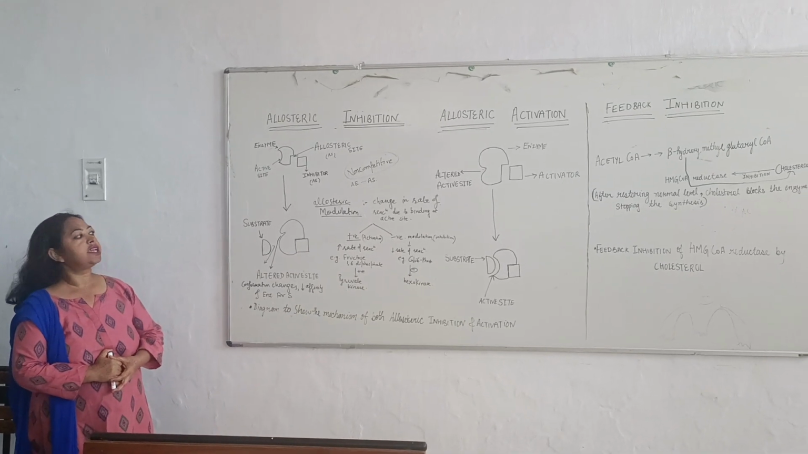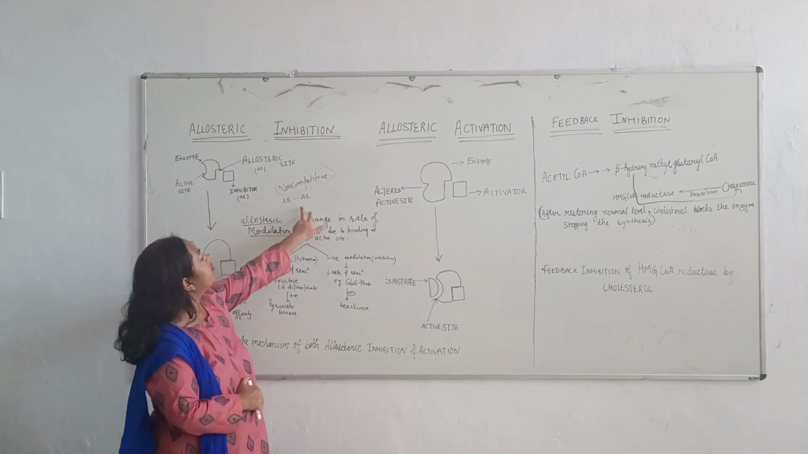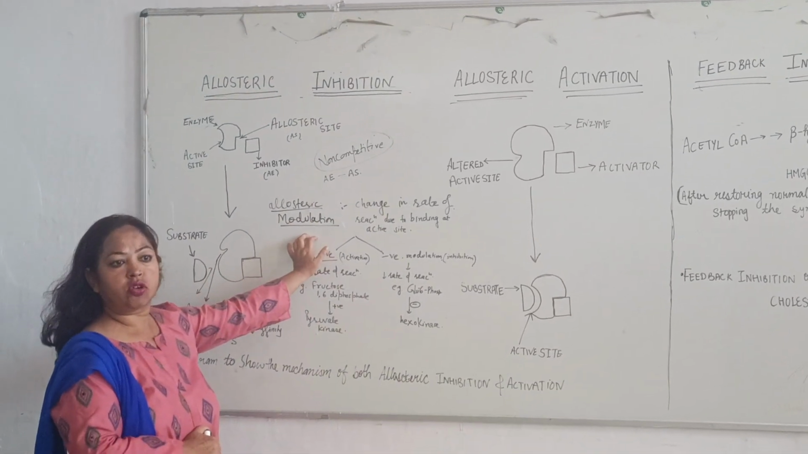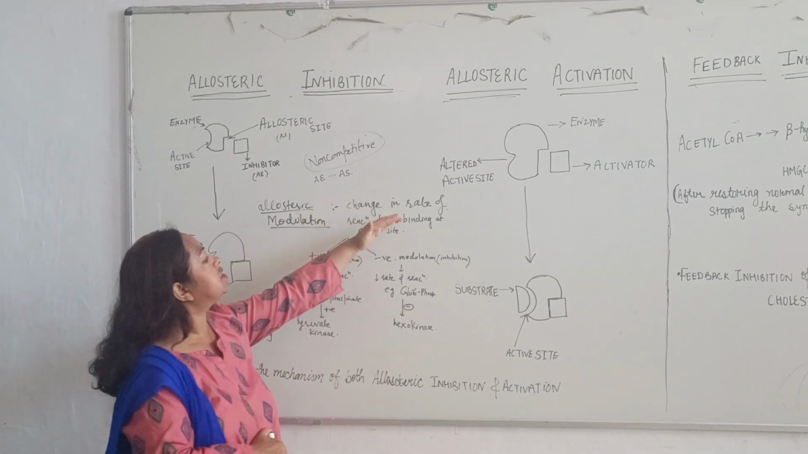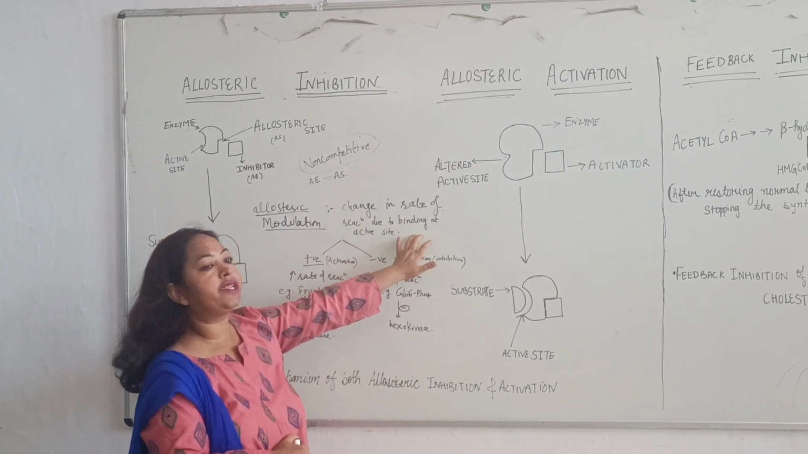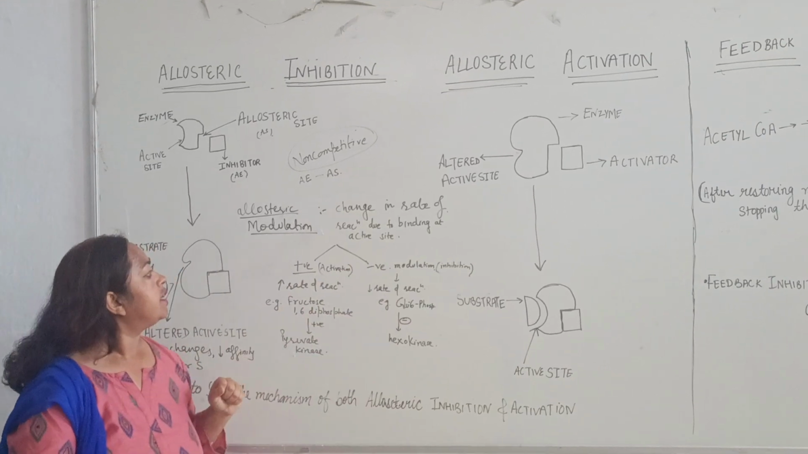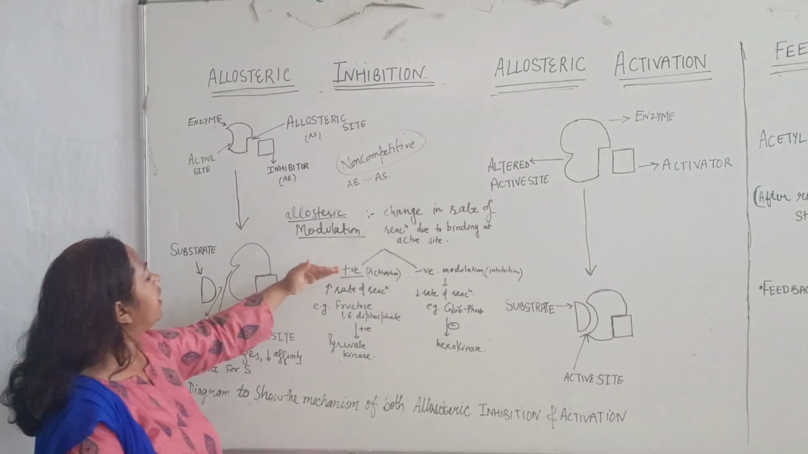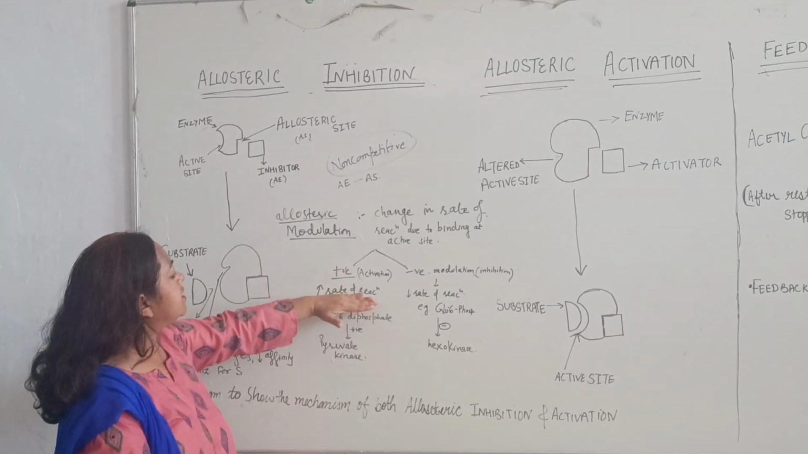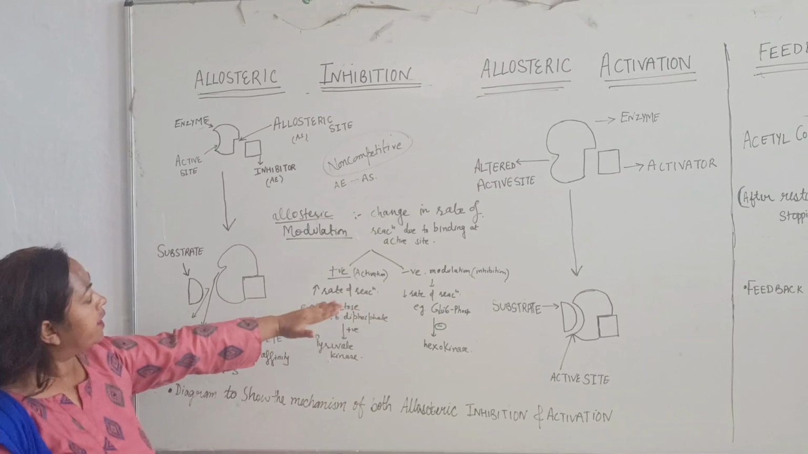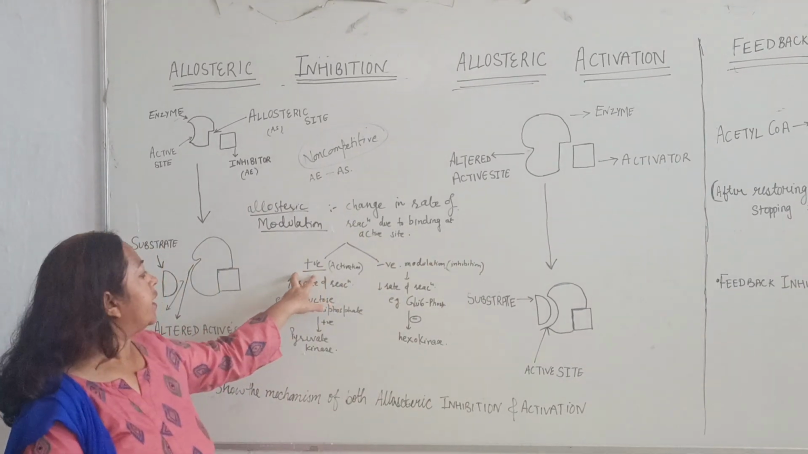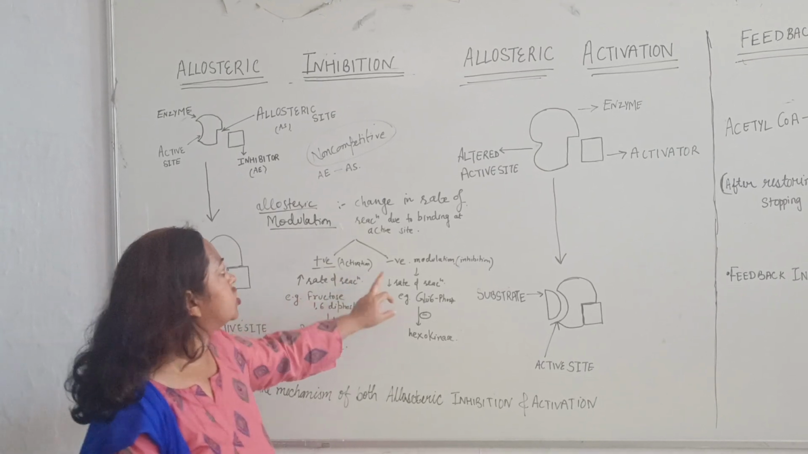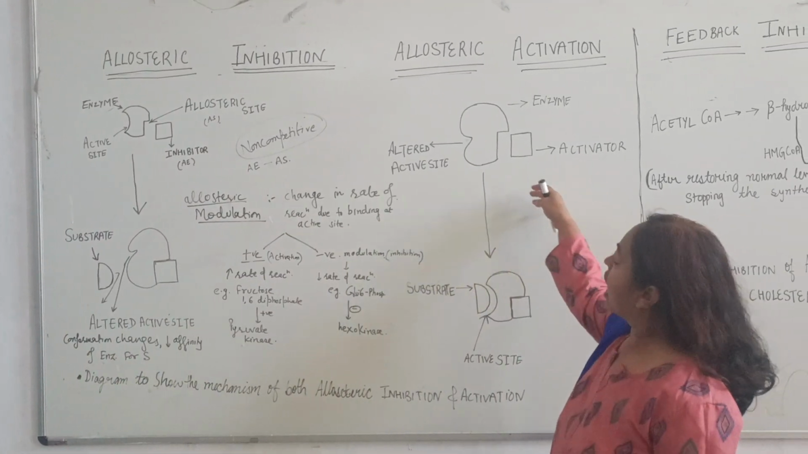So girls, while studying the non-competitive type of inhibition, we come to know there is allosteric modulation also. That means there is a change in the rate of reaction due to binding at a site other than the active site. That means there can be two types of modulators. When it increases the rate of reaction, they are called positive modulators, and that is called activation.